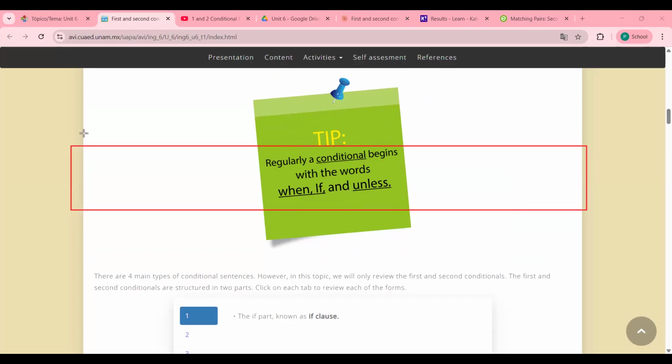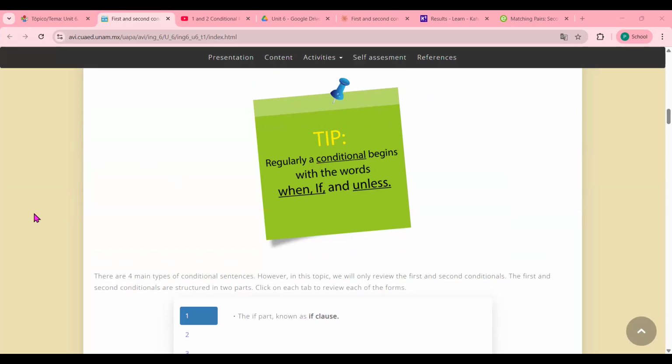A tip. Regularly, a conditional begins with these connectors: when, if, or unless, to indicate my condition.